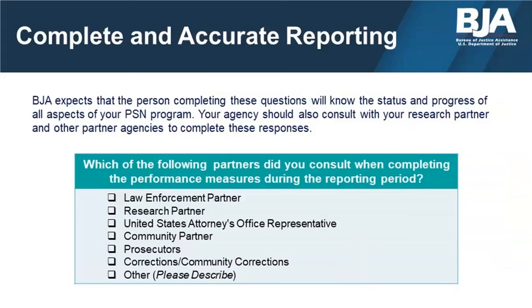Answering each relevant part of the question is one part of complete and accurate reporting. Another part is ensuring that the person answering these questions in the PMT has sufficient knowledge of the PMT program to do so accurately. In one of the performance measure questions, reproduced on the screen here, we ask you to share which project partners you consulted with when completing the performance measures during the reporting period. Your responses may vary by reporting period, so we ask you to provide this information in every quarter.